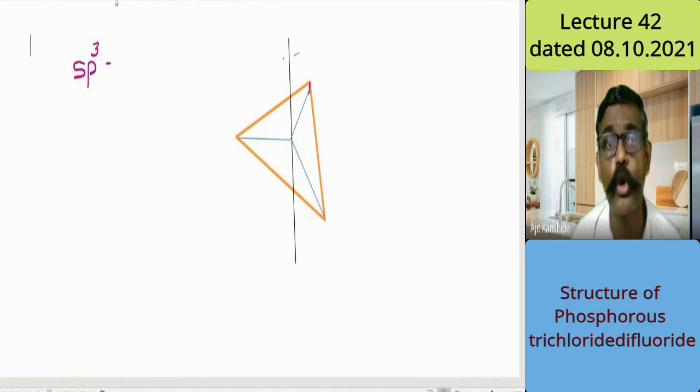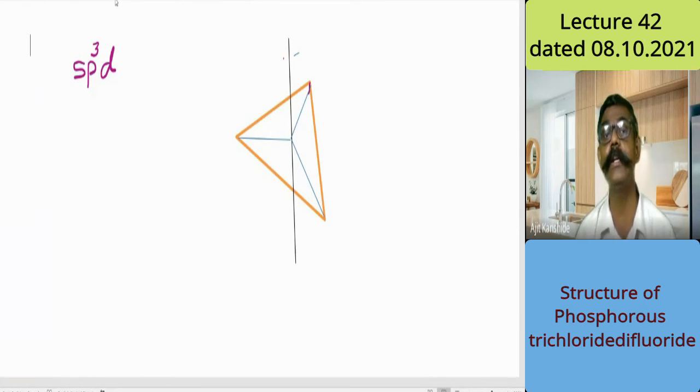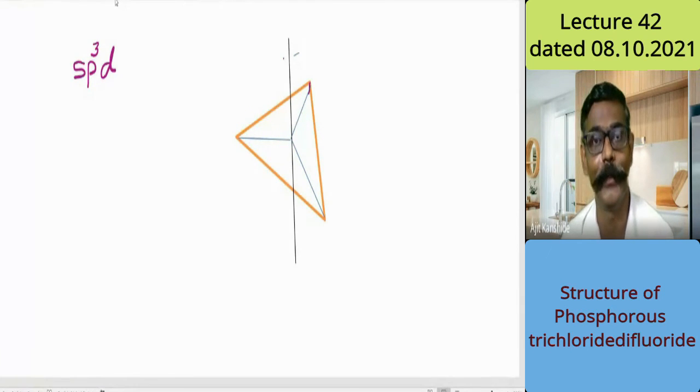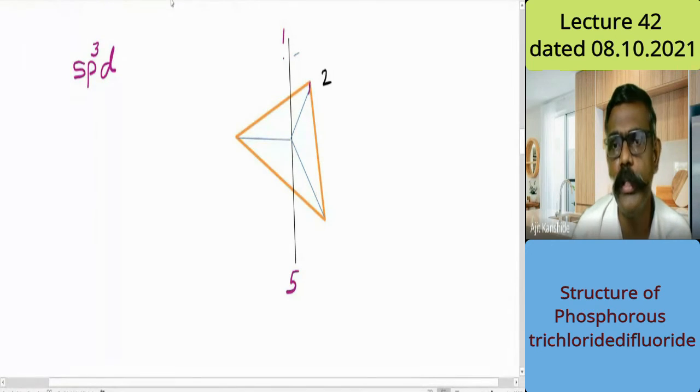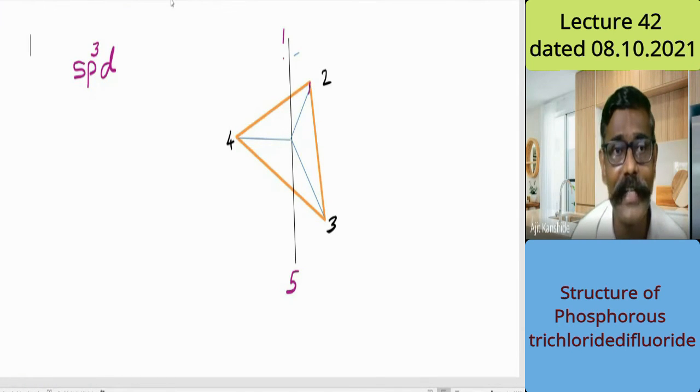SP3D. Yes, it's the only possibility. But the positions are not equivalent. So we say non-equivalent. Position number 1 and position number 5 are of one category. Position number 2, 3 and 4 are of the other category. Will you give me any example for this sp3d hybridization?